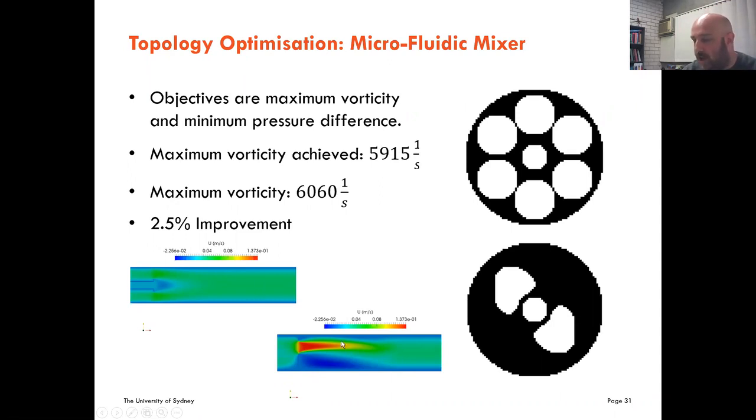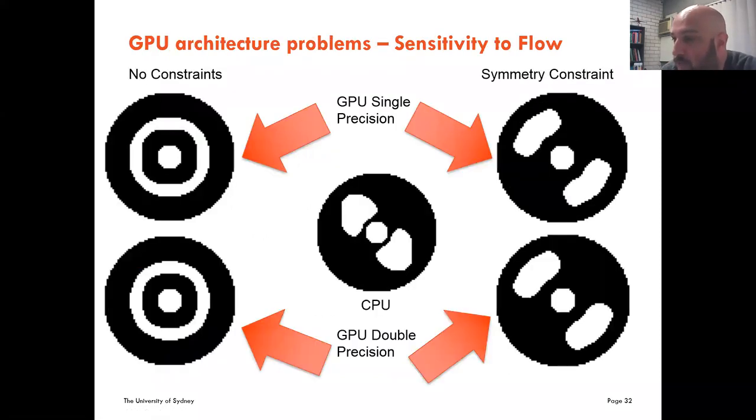And you can see the start and end flow for the original design and our design, and how we can now improve the mixing downstream of these actual elements. But one of the problems we came across is that you can get quite a difference depending on whether you use CPU architecture or GPU architecture.